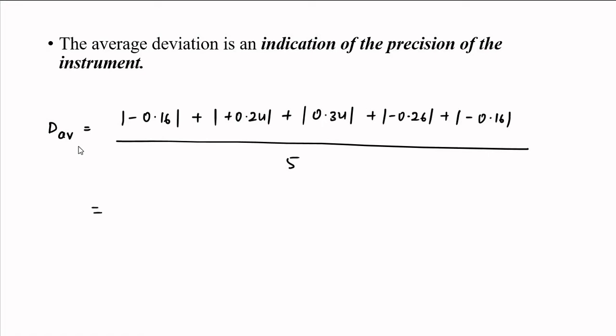So let's calculate. It is 1.16 divided by 5. It is coming around 0.232. This is the average deviation.